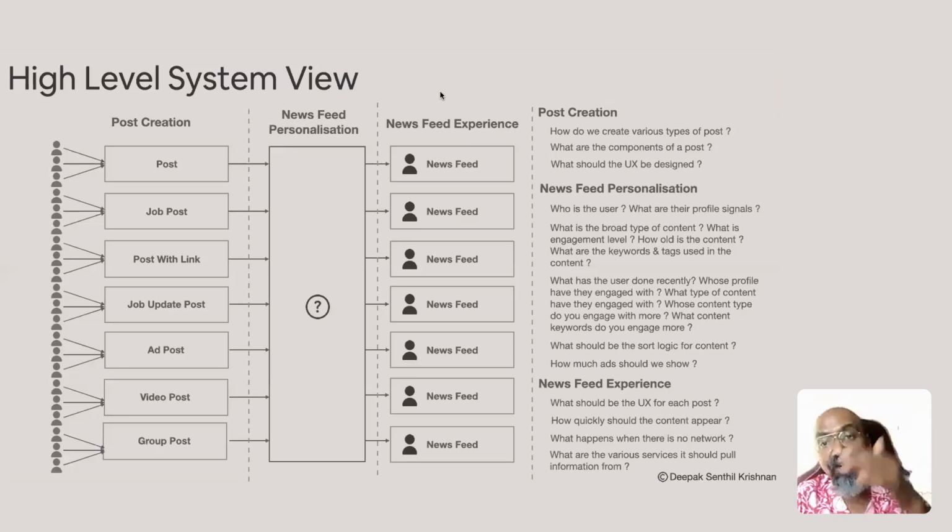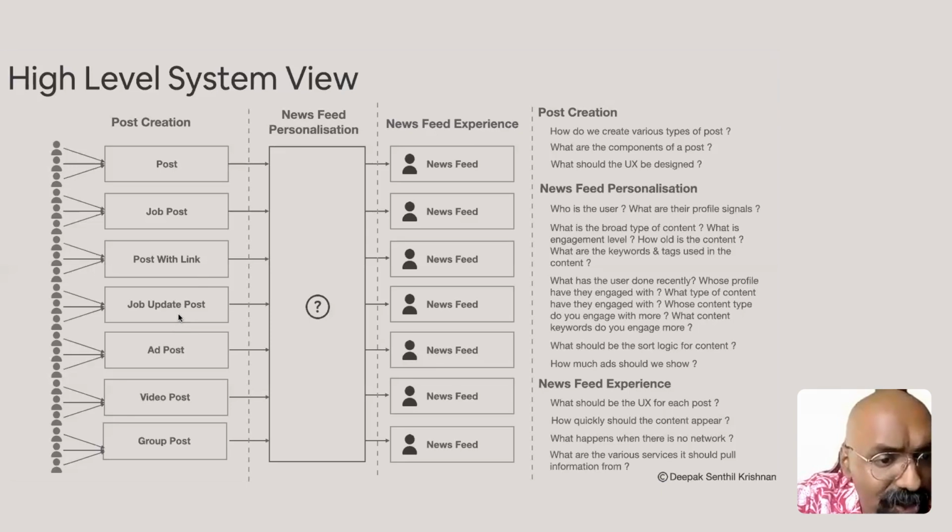Now you go further down into newsfeed experience. What should be the UX for each post? How quickly should the content appear? What happens when there is no network? What are the various services that this newsfeed experience should interact with to make that final piece of content possible?